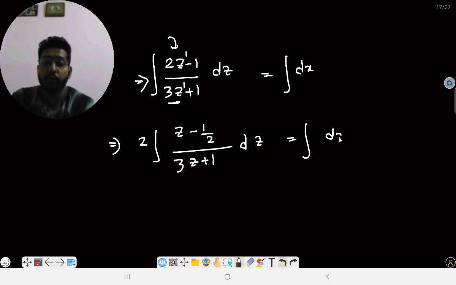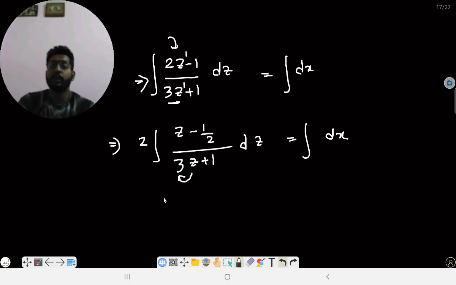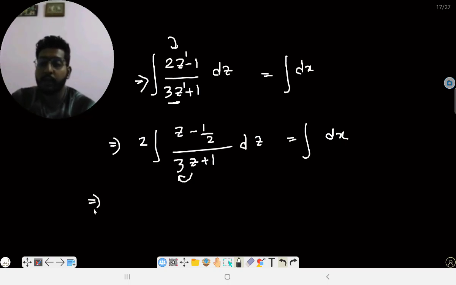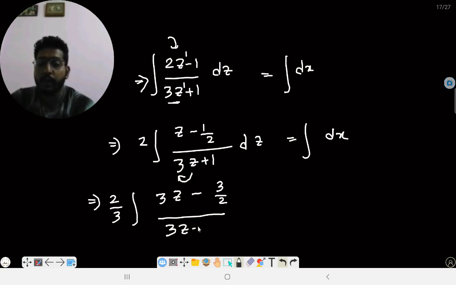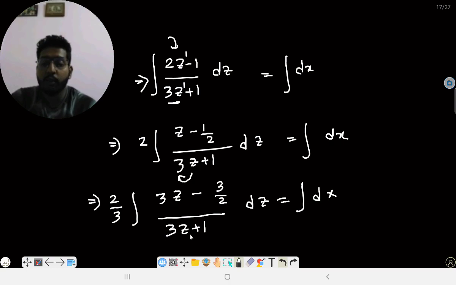Equals the integration of dx. Now 3 is multiplied here, that means I am taking 3 here and multiplying by 3 here. That means (3z - 3/2)/(3z + 1) dz equals the integration of dx. Now here the denominator is 3z plus 1, but the numerator is 3z minus 3 by 2. So we have to arrange the numerator in the form of the denominator.